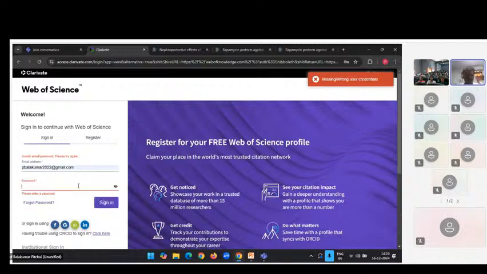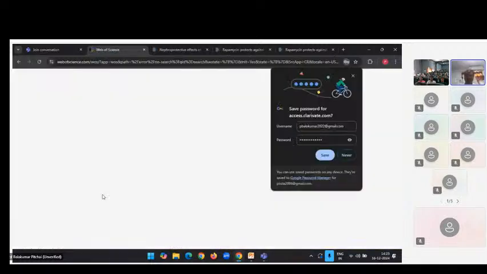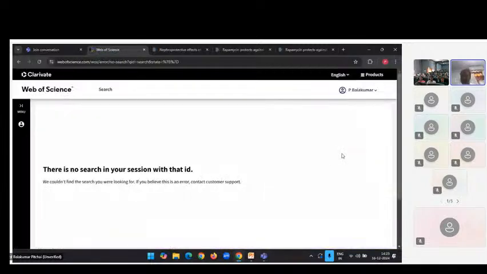Oh, it's coming. Okay. 61. Okay. Now it is entering inside. Yeah, it is entering inside.